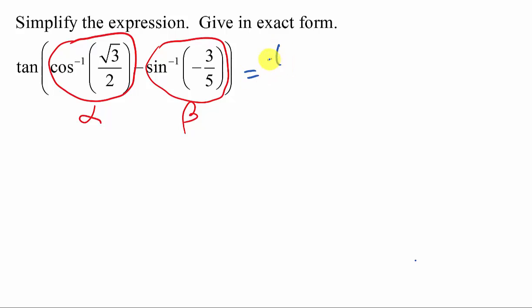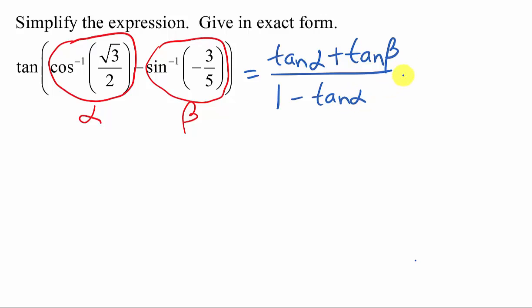It is tangent of the first angle plus tangent of the second angle over 1 minus the product of the tangents of those angles, so tangent alpha, tangent beta. So what I'm going to do is make two triangles, one for alpha and one for beta, and I'm going to set them up so that these inverse trig functions are true.